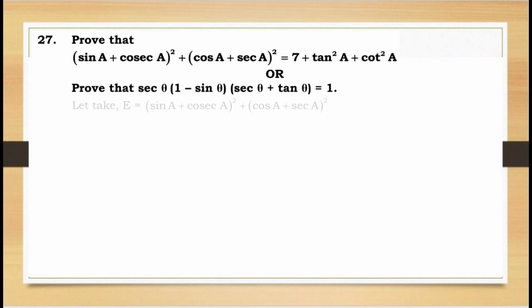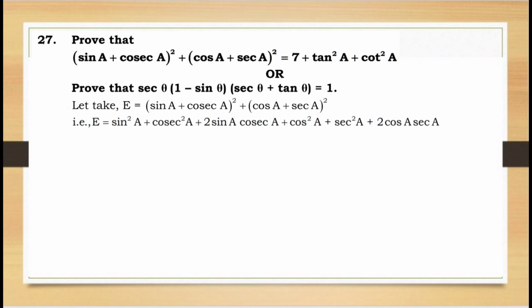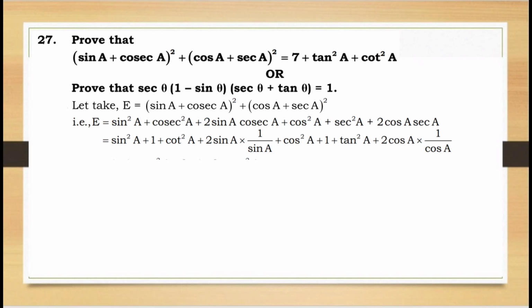Let us take the given expression as E equals sin a plus cosecant a whole square plus cos a plus secant a whole square. Expand the given equation, that is E equals sin square a plus cosecant square a plus 2 sin a cosecant a plus cos square a plus secant square a plus 2 cos a secant a, which equals sin square a plus cosecant square a, which is also written as 1 plus cot square a, plus 2 sin a into cosecant a, which will be 1 by sin a, plus cos square a plus secant square a, which is also written as 1 plus tan square a, plus 2 cos a into secant a, which will be 1 by cos a.